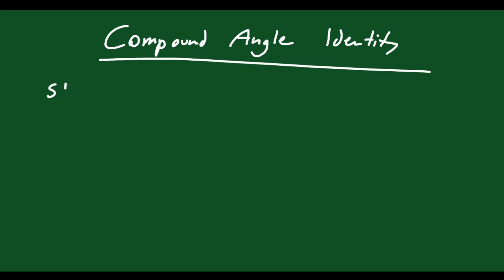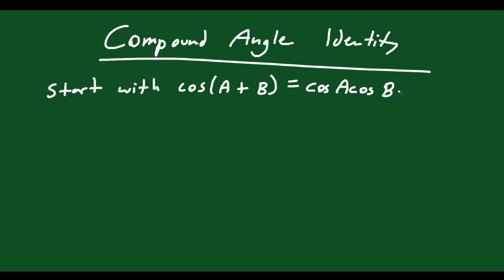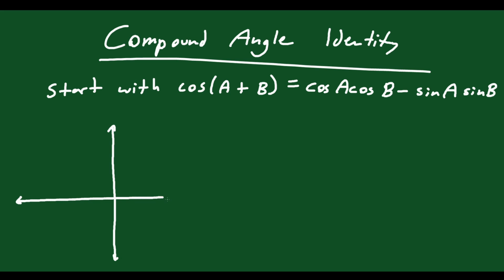Well, what we're going to do is start with cos of a plus b equals cos of a, cos of b minus sine a, sine b. So that's the first one we're going to do. Now I'm going to draw a plane here, like that. And I'm going to say, all right, where is the point cos of a plus b and sine of a plus b? Or maybe we should start with just angle A, right?